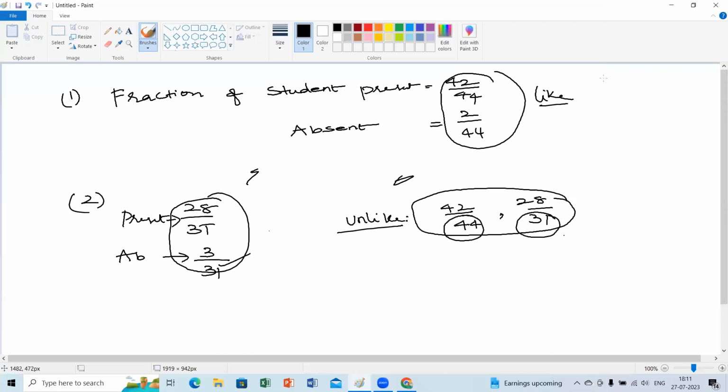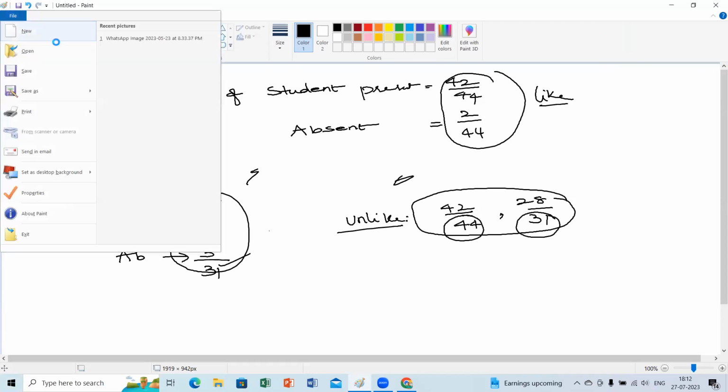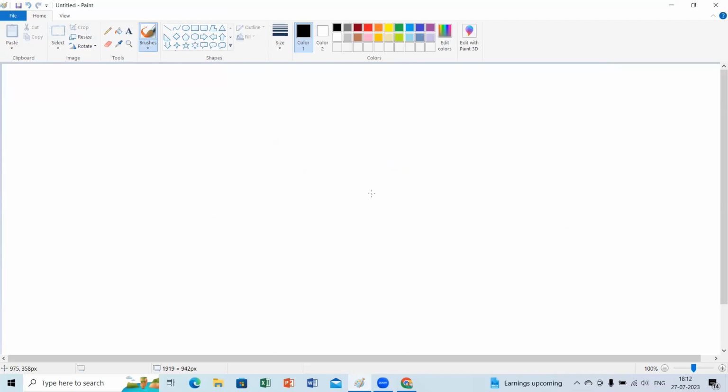Very good. Suppose I want to add these fractions. How are we supposed to add this? Ma'am, by taking the LCM. We need to find the LCM of both denominators. Very good. Finding the LCM of denominators. You are really good children, because I want to make your concept a little closer.